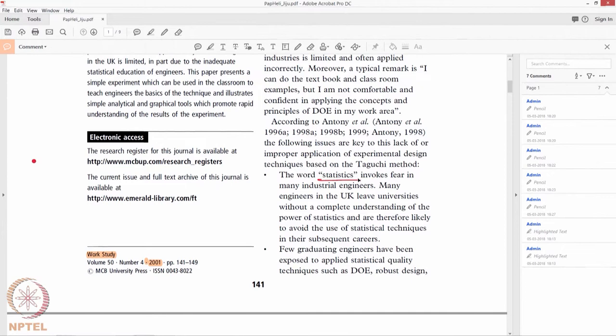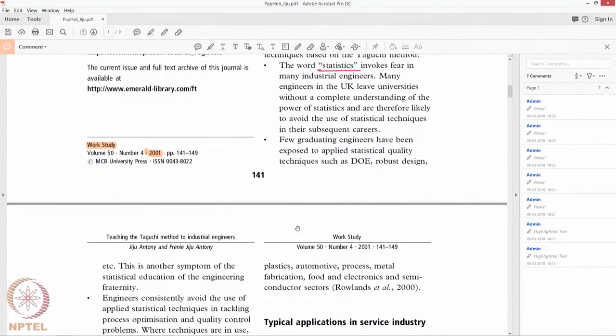He talks about the UK universities. They leave the UK universities without a complete understanding of the power of statistics and therefore are likely to avoid it. So, the best place to learn is your college. If you do not learn here, it is very unlikely that you are going to learn it later.